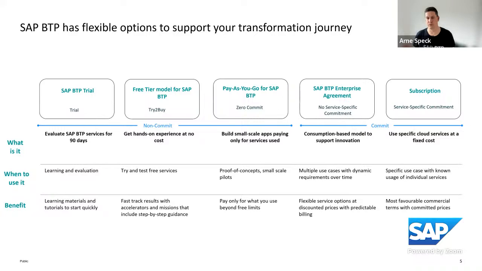And with the enterprise agreement, we will not deduct any cloud credits if you're sticking to this free tier model, which is a perfect solution if you want to try out specific services without any cost occurring to you by the usage of that trial. And then the last model, it's called here subscription.